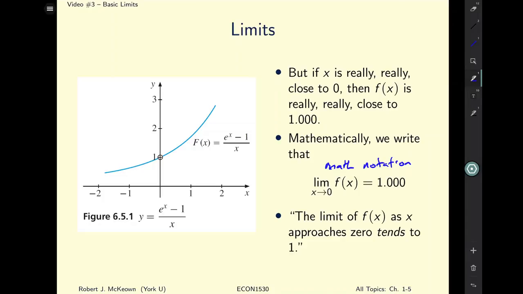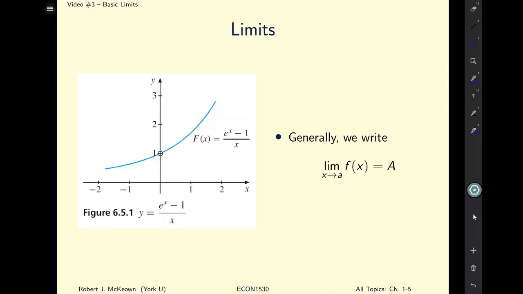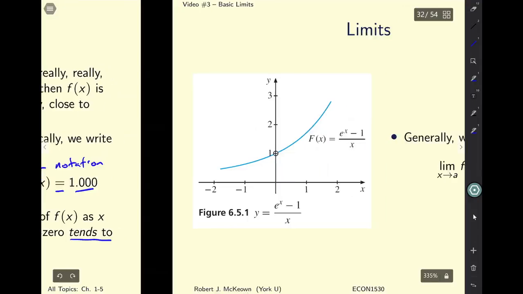So looking at the math notation, the limit of f of x as x approaches 0 tends to 1. Tends to 1. So there's an equal sign there. It's tempting, I want to say it equals 1. But to be perfectly accurate, it tends to 1.